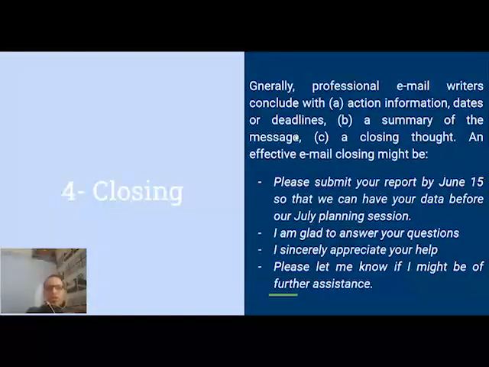B, a summary of the message. You can just restate the message in different words or reword it or paraphrase it. And at the end, a closing thought, okay? A closing thought.